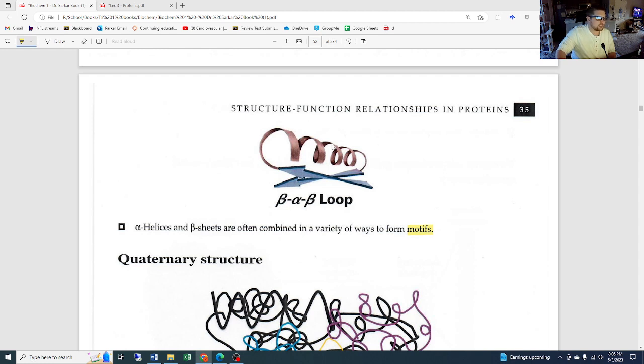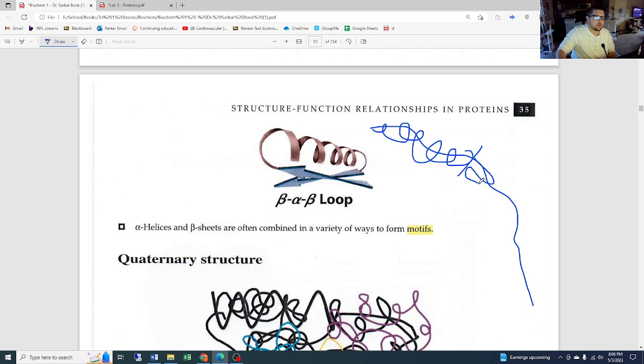So beta, alpha, beta loop, for example: you have an alpha helix that connects to a beta sheet on both sides. So you have a beta sheet that connects to the alpha helix, which connects to another beta sheet, and that forms its full motif. So you have a really, really long peptide chain. This chunk right here will form a nice alpha helix. This chunk right here will want to be a beta pleated sheet. And this next chunk over here wants to be another alpha helix. And that would be an alpha, beta, alpha, just like that. And at that point, it can be a functional protein.